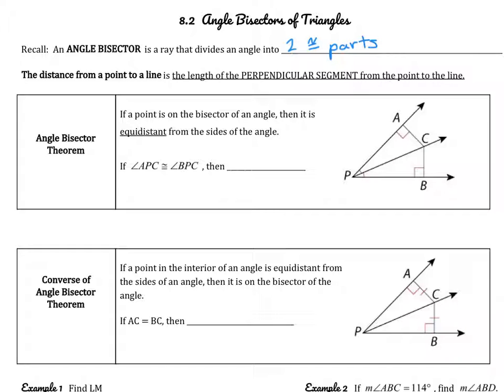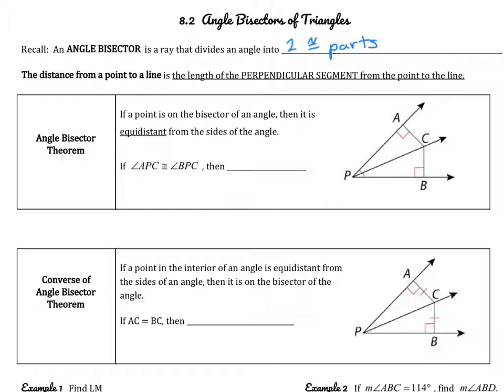Also, something that's useful to know for today's lesson is that when I ask you to find the distance from a point to a line, we're always going to use the length of the perpendicular segment from the point to the line. So we're always going to draw a perpendicular segment to get there. It's really the fastest way to get from a point to a line. Okay, so now let's talk about the angle bisector theorem.